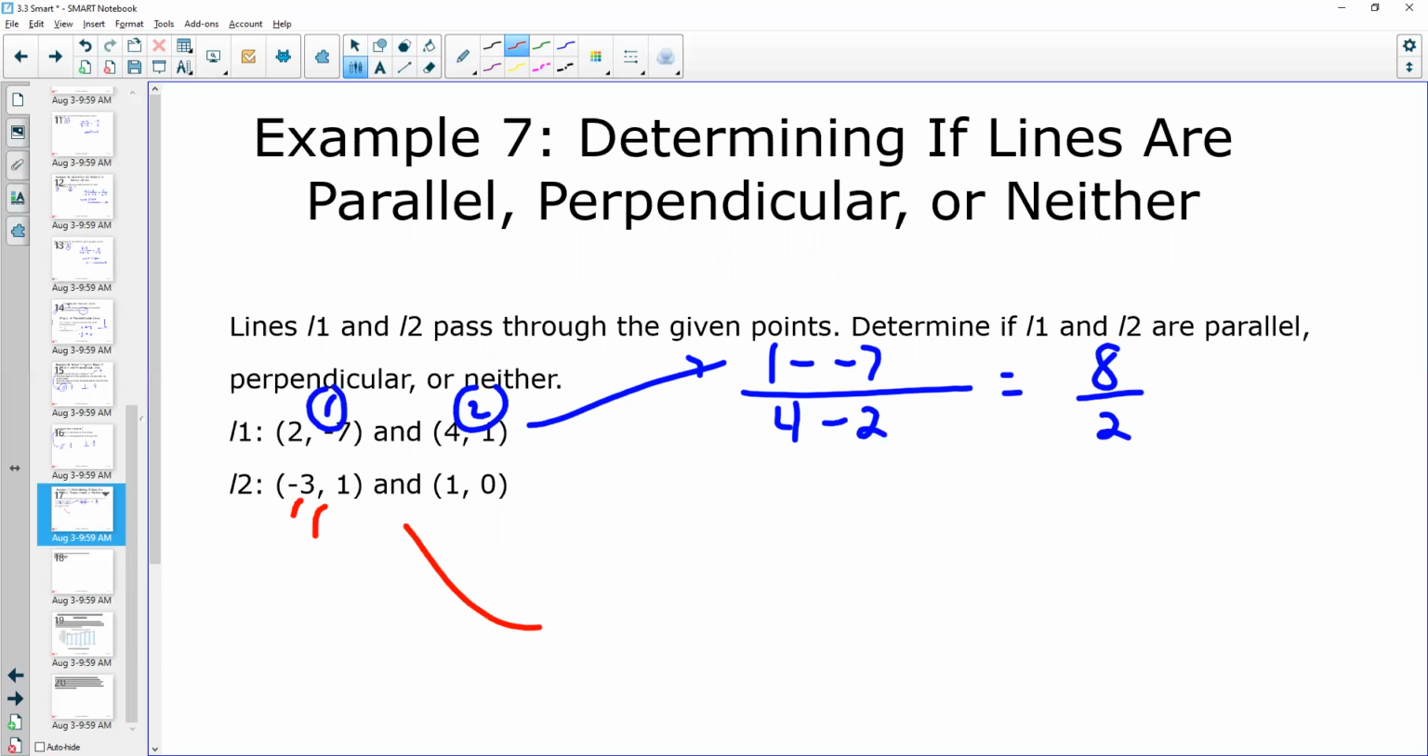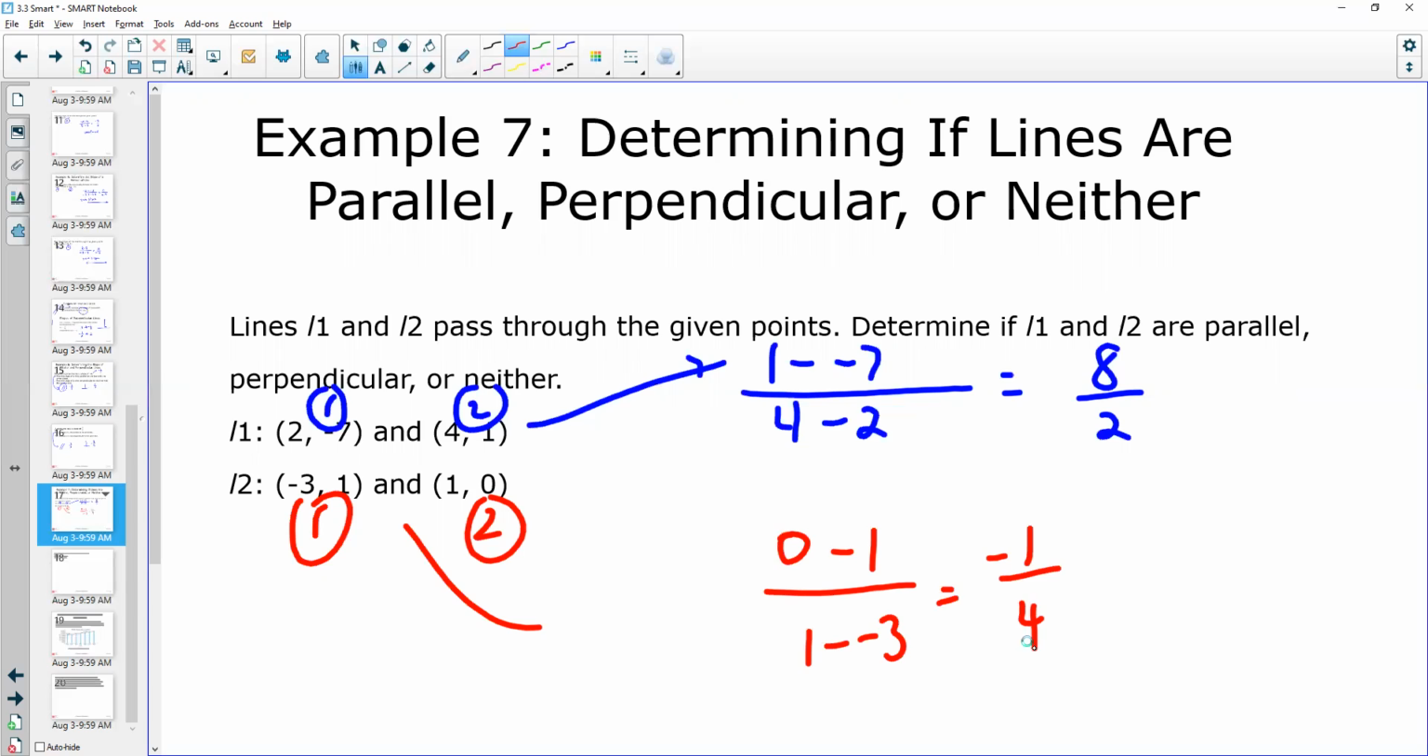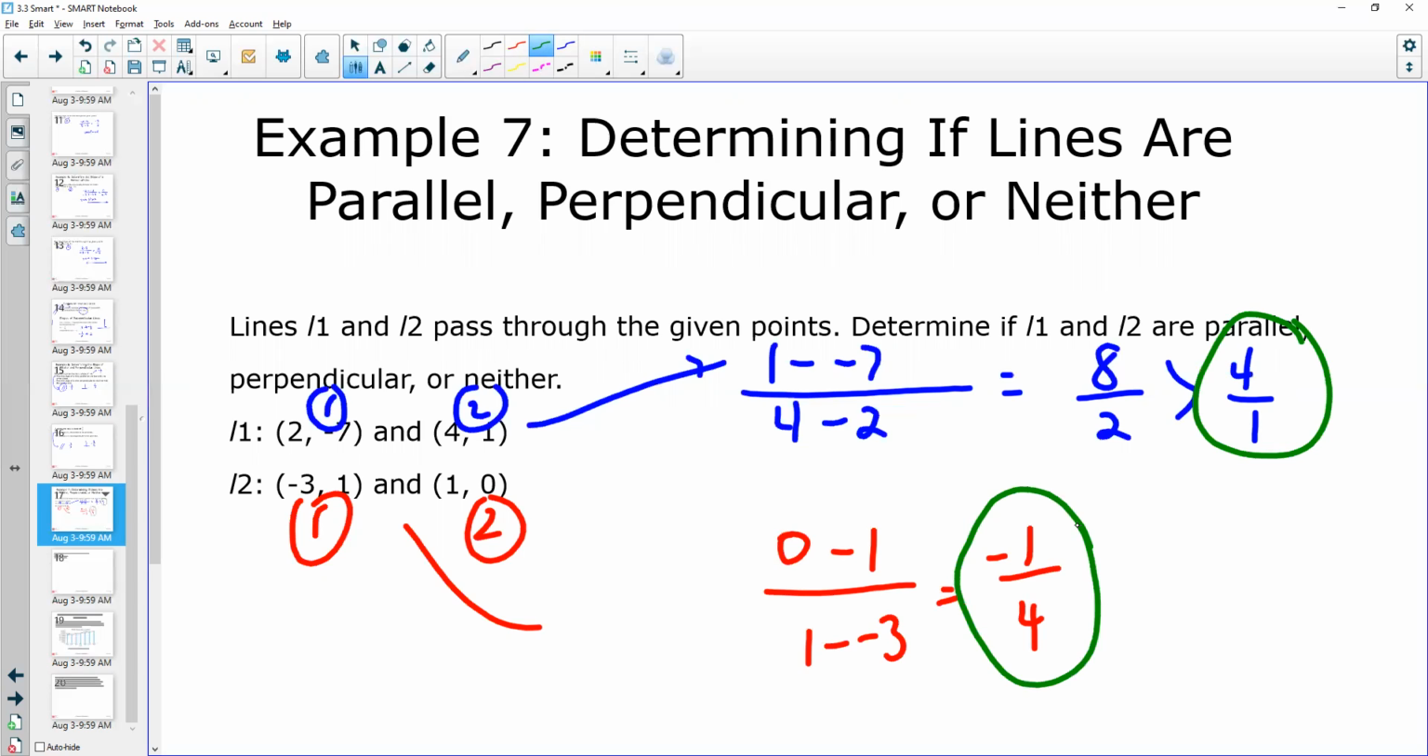And then the second one, I have line 1 and line 2. I have 0 minus 1. And let's see, 1 minus negative 3. So I have negative 1/4. Well, let me simplify this top one and see what I see. 2 goes into 8 4 times, so it's really 4/1. So what kind of slope is this? Well, this guy's 4/1, and this guy is negative the opposite of the fraction. So these guys are perpendicular.